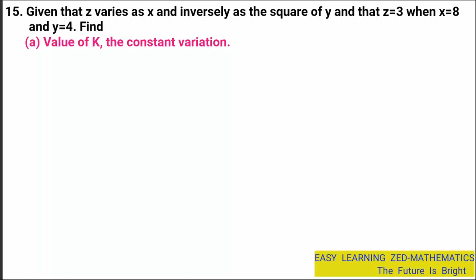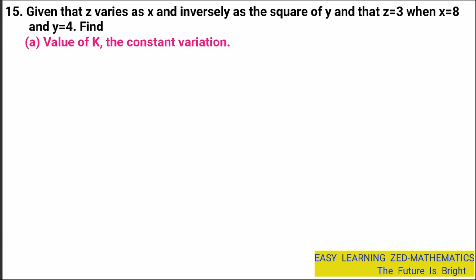Okay, so question 15 of 2021 GCE paper 1 was as follows. Given that z varies as x and inversely as the square of y, and that z is equal to 3 when x is equal to 8 and y is equal to 4. Find a value of k, the constant of variation. Okay, so this was question A.